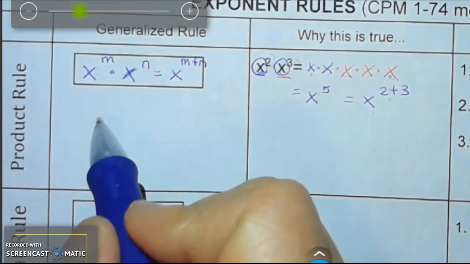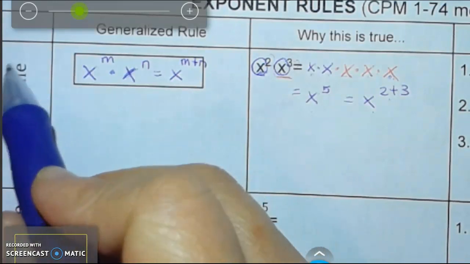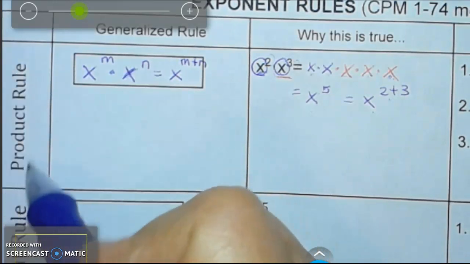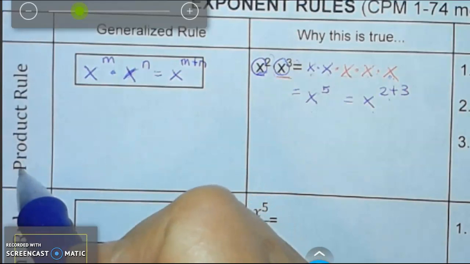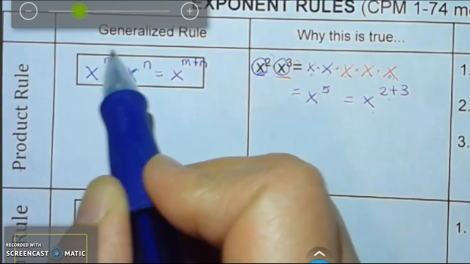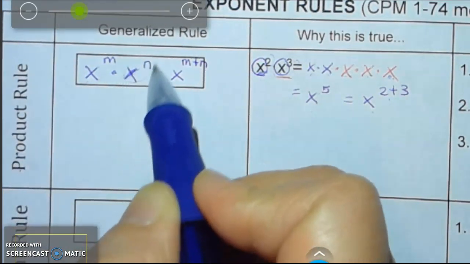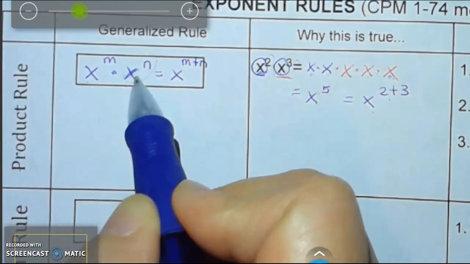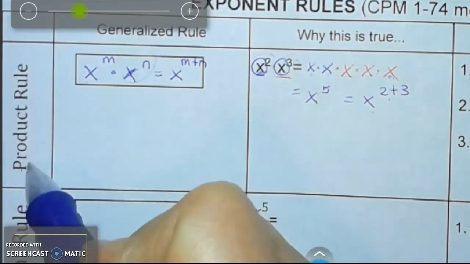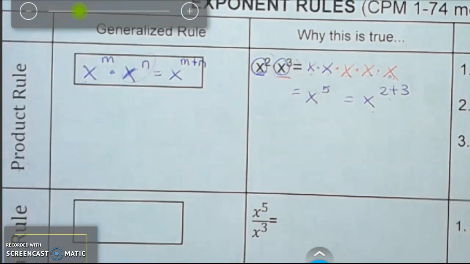And we will write some word explanation for this when we go back to our slides. And this is called the product rule. Okay, why is it called the product rule? Because we are multiplying one exponent to another exponent, and they both happen to have the same base. So we call that rule the product rule.